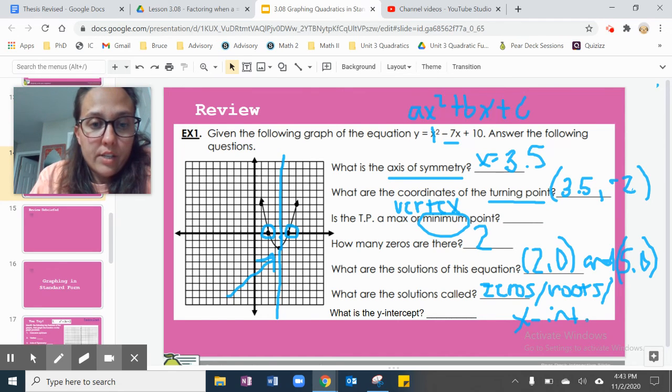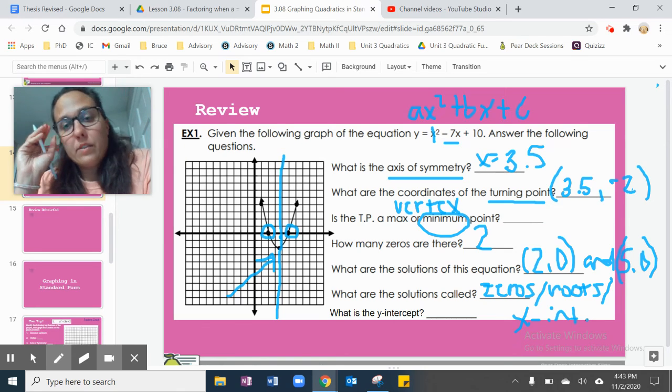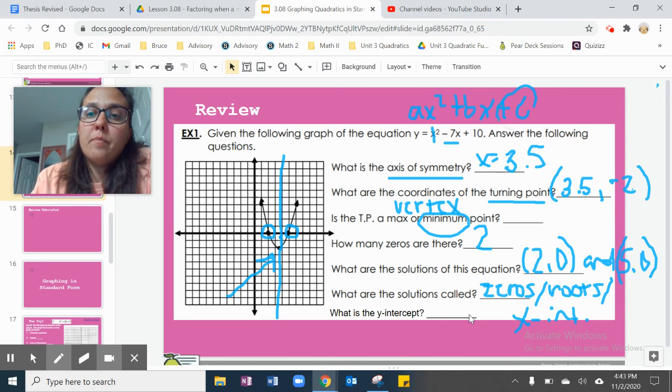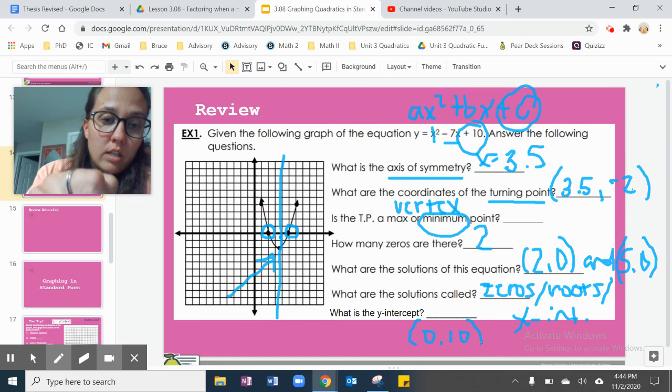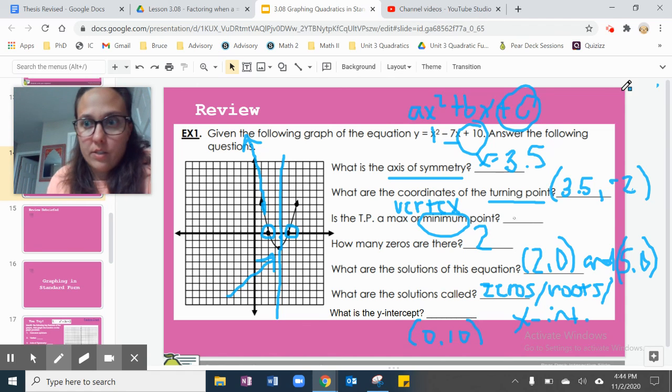What is the y-intercept? We can't see it on the graph, but we do know from our notes last week that c in standard form is always the y-intercept. So in this case, c is 10. Therefore, our y-intercept is 0, 10. And if we potentially tried to graph that, we'd probably cross at 10, so that makes sense.